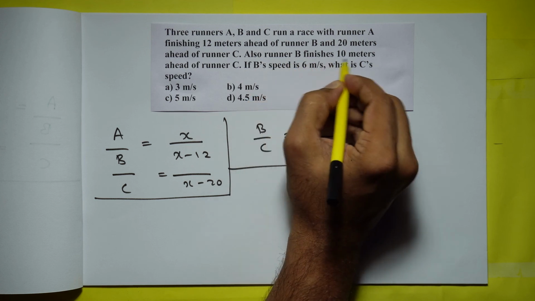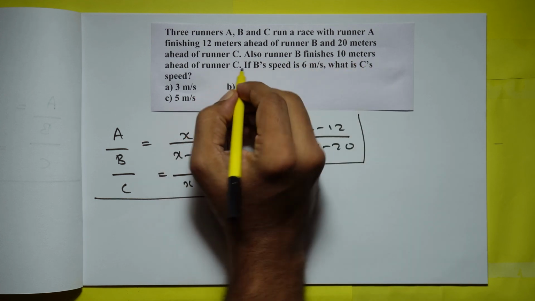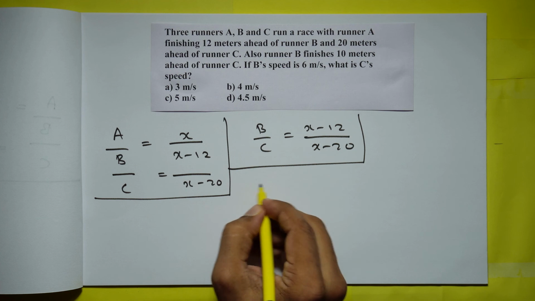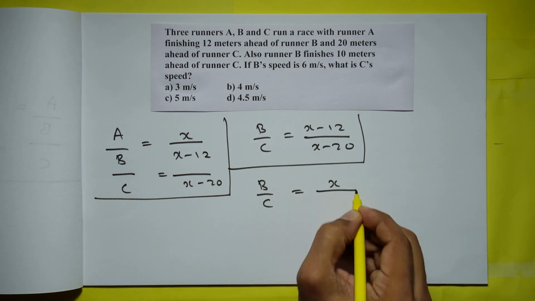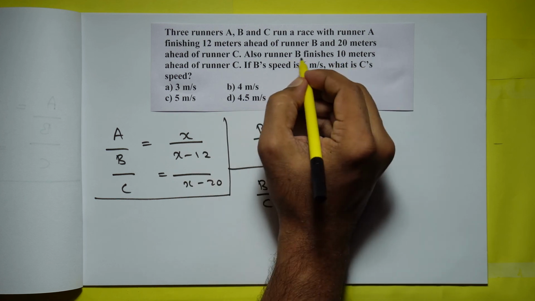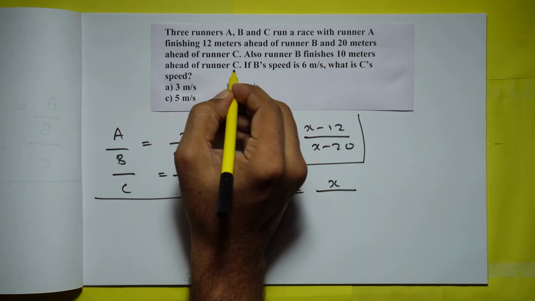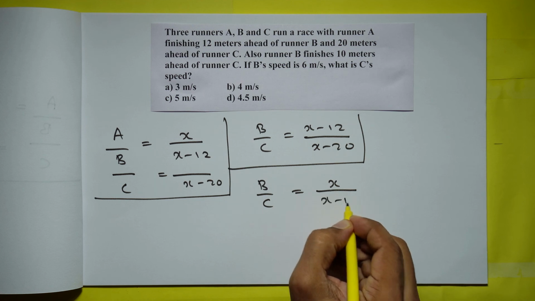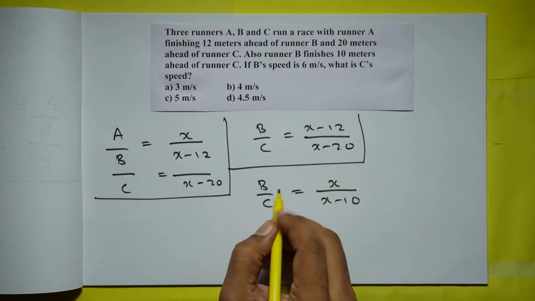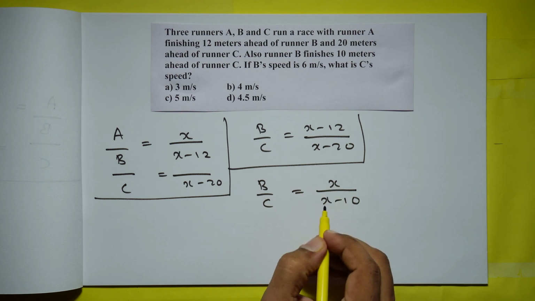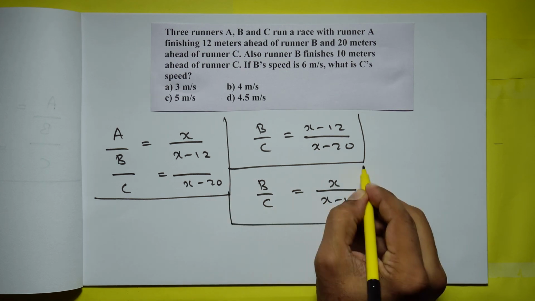Also runner B finishes 10 meters ahead of runner C. So this is the other information. So when B does the full distance x, C will do x minus 10. B finishes 10 meters ahead of runner C. So C will do x minus 10. That is, C will be 10 meters behind, or B will be 10 meters ahead of C. So these are the two equations that we have.